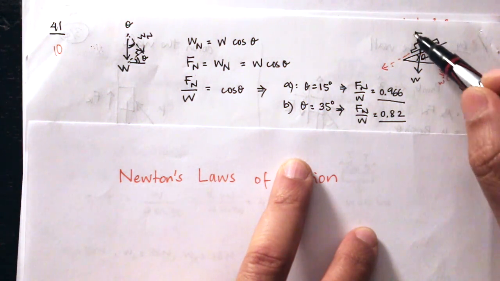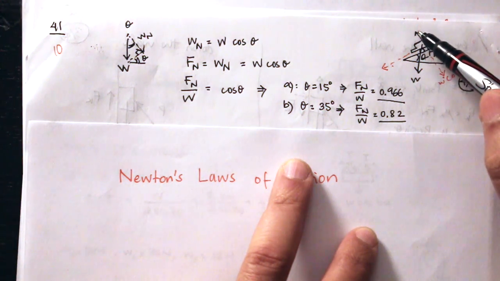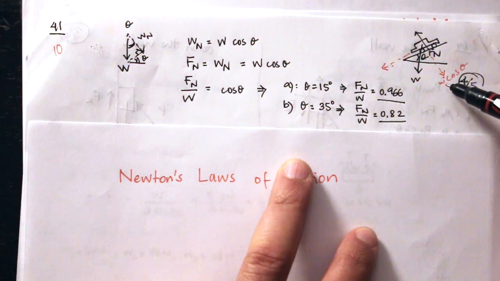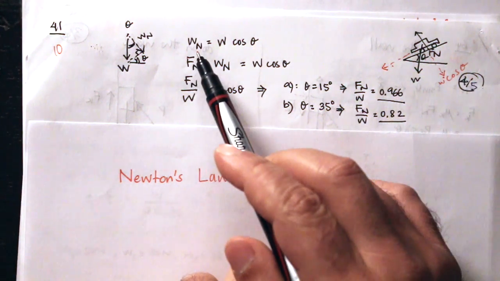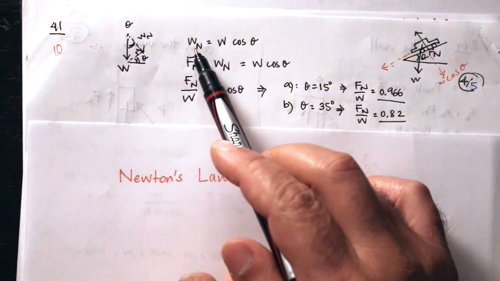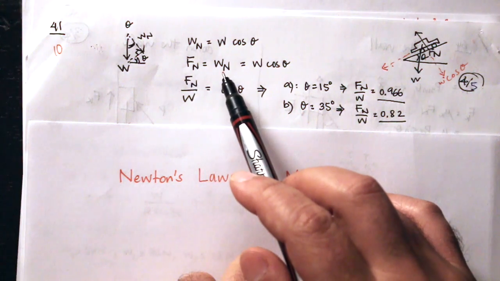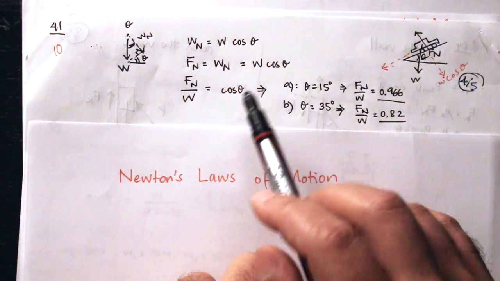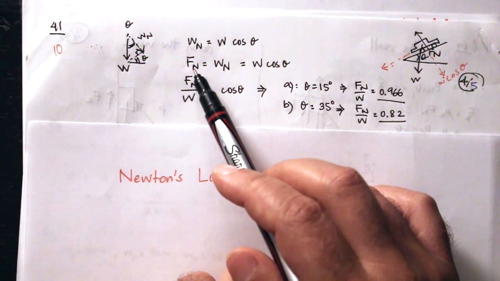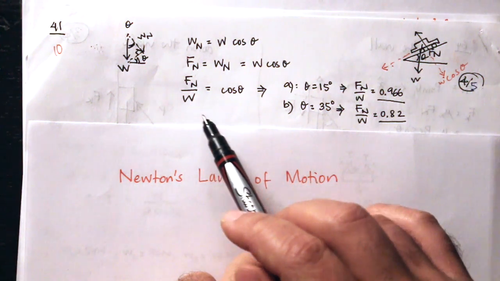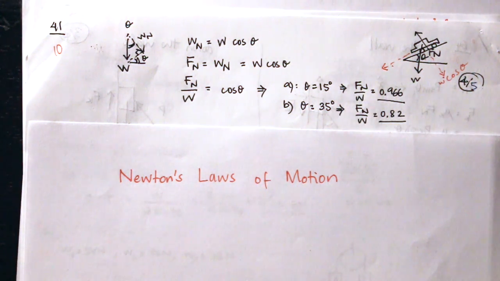So if I look at the equation of motion in the direction perpendicular to the incline, I find that the normal force is going to balance out with the component of the weight in the direction perpendicular to the incline. So the normal component of the weight is W cosine theta, and the normal force is going to balance with it. So if I look at the ratio between Fn and W, I find that it's equal to cosine theta. So whatever theta is, I get that ratio.